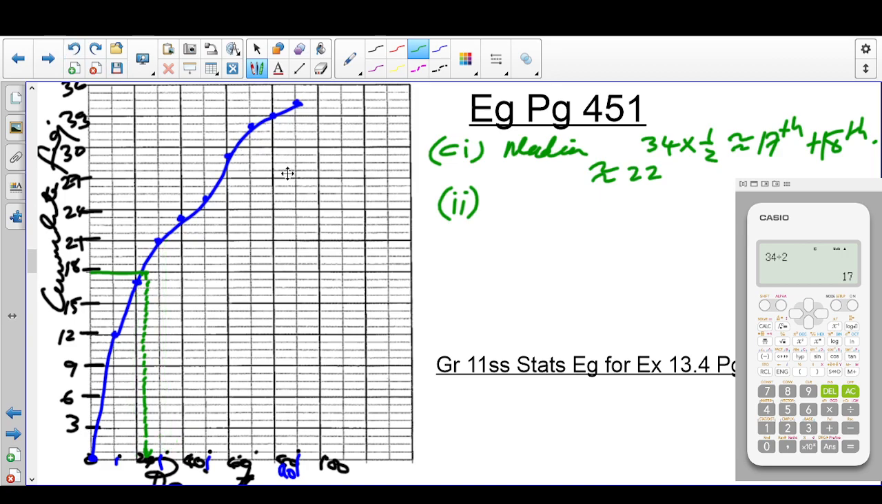Okay, the second one says the lower quartile, so that is Q1. To work out Q1, it's going to be 34 times a quarter. Okay, so it's for the quarter mark of the data. It's again divided by 2, gives me 8.5, which is approximately the ninth number.